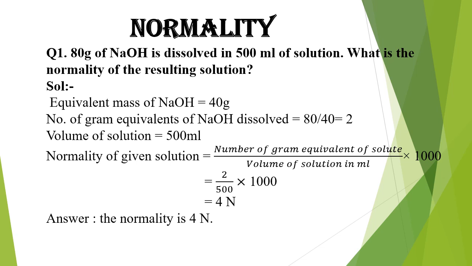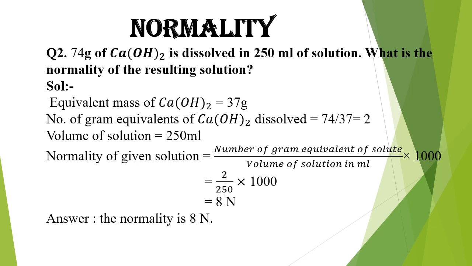So normality of the given solution is equal to the number of gram equivalents of solute divided by the volume of solution. So 2 divided by 500 into 1000. After calculation, we get the normality of the given solution is equal to 4N. So that means 80 gram of NaOH dissolved in 500 ml of solution has a normality of 4N. Another example of normality, 74 gram of calcium hydroxide is dissolved in 250 ml of solution and we have to find the normality of the resulting solution.